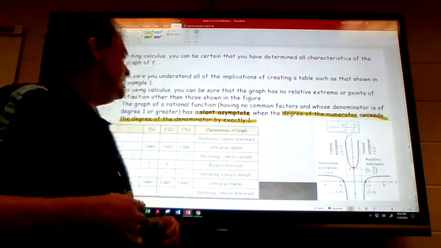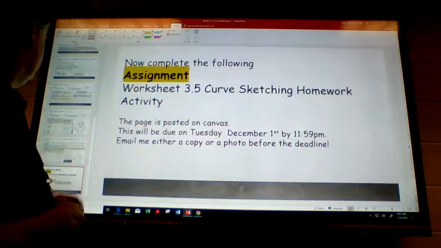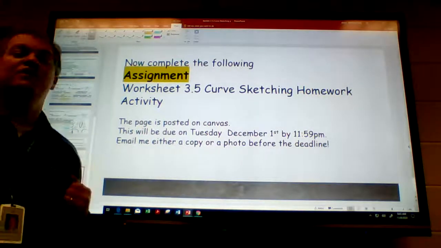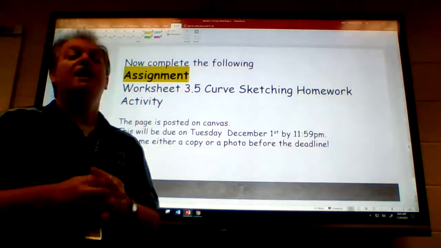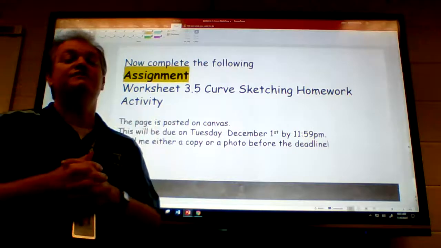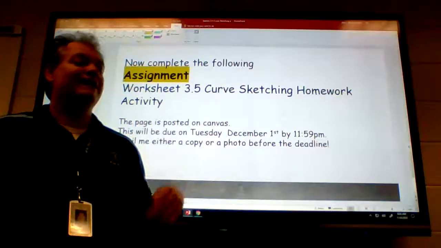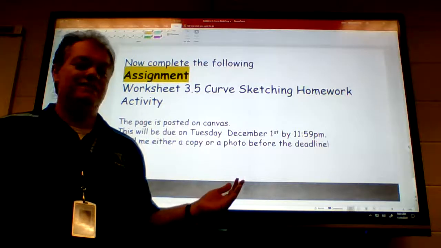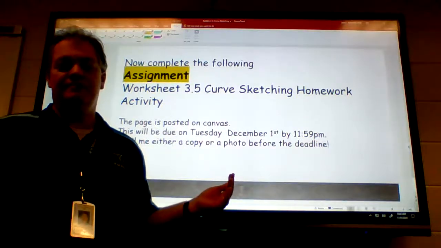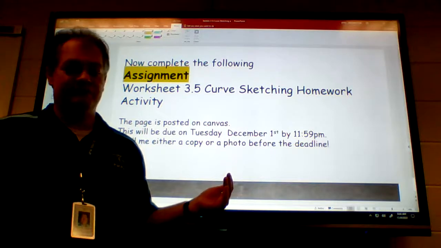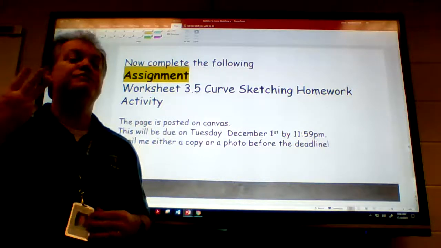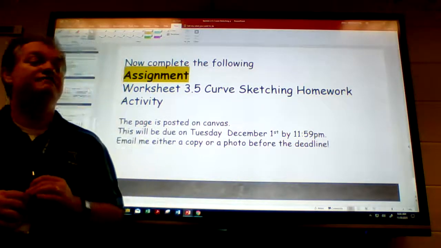Now with this, it says on here there's a website. It actually says a worksheet. I have posted a worksheet on Canvas. There are 4 different curves and tables to create. I only want you to do 3 of them. If you want to do all 4, I'll throw in 1 or 2 extra bonus points for you. But you only have to do 3 of them. And it's entirely up to you which ones you do.